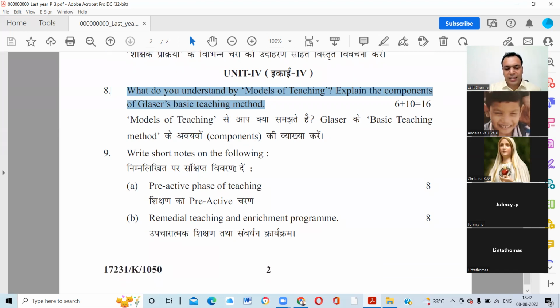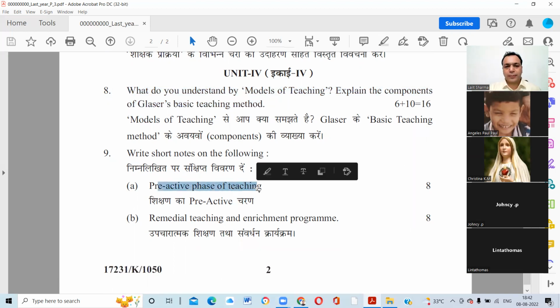And the ninth question is divided into two parts, 8 or 8. One is the preactive phase of teaching, the planning phase. You have to talk about all the planning when the teacher plans before going into the class. He plans the content to be taught and the method to be applied. This is called the planning phase, basically the preactive phase. There are three phases of teaching: the preactive phase, second the interactive phase, and last the post-active phase. This is called the evaluation phase.